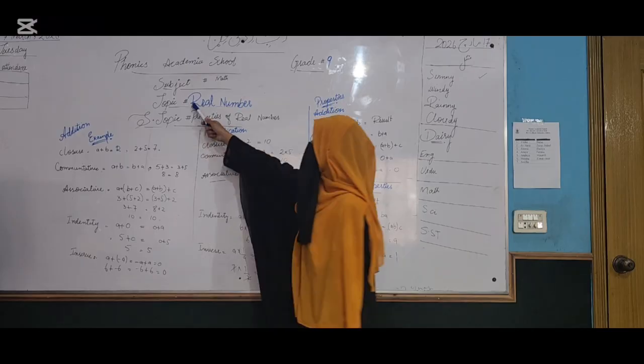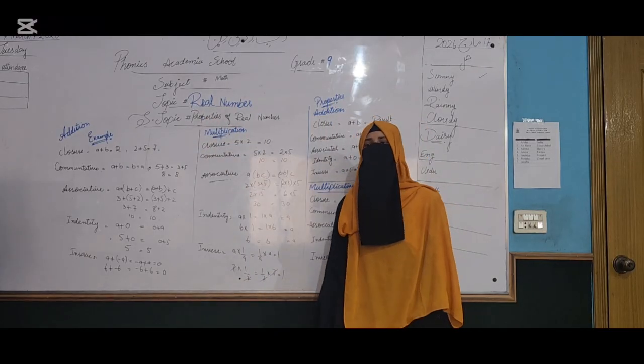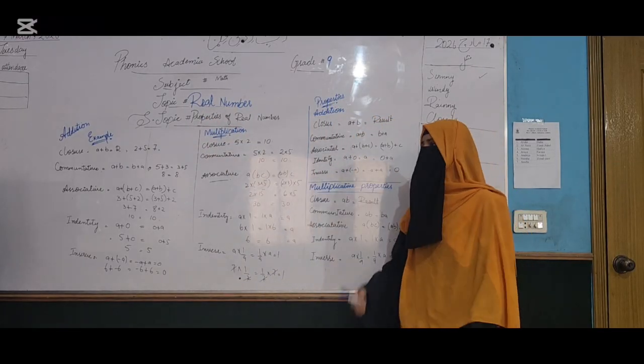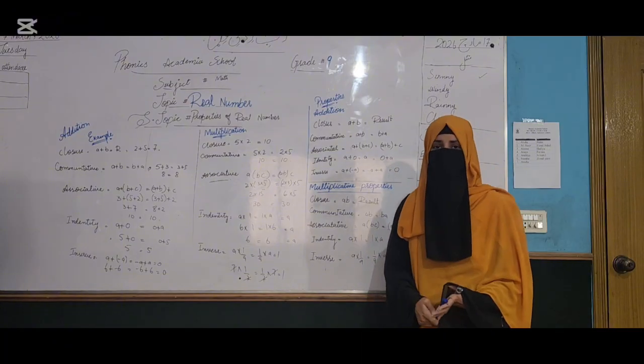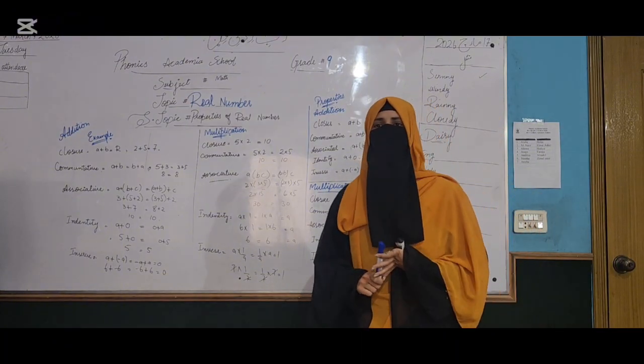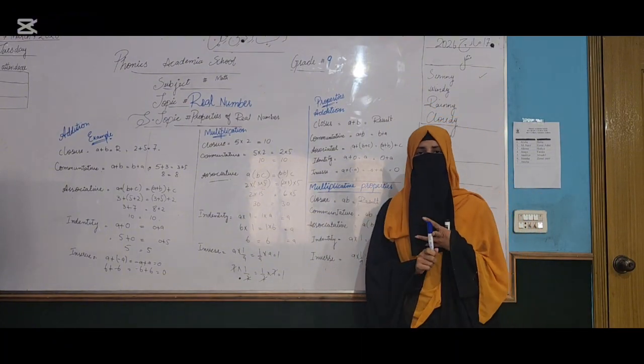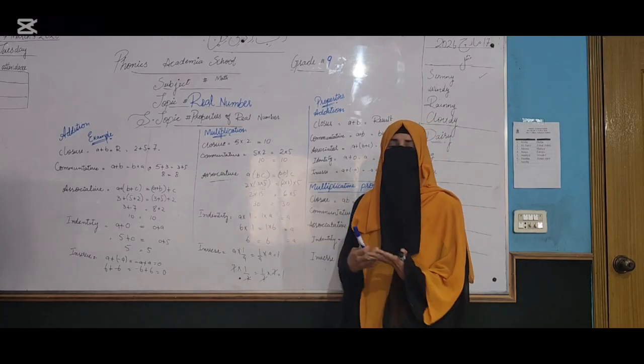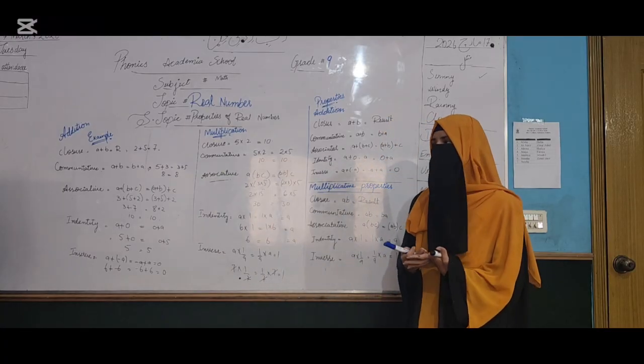Subject math. Topic is real numbers. So students, what have we discussed today? Properties of real numbers. What is meant by properties of real numbers? Where are they to be used? There are two types of properties in real numbers. One is addition, second is multiplication. But each has other subtypes of addition and multiplication.